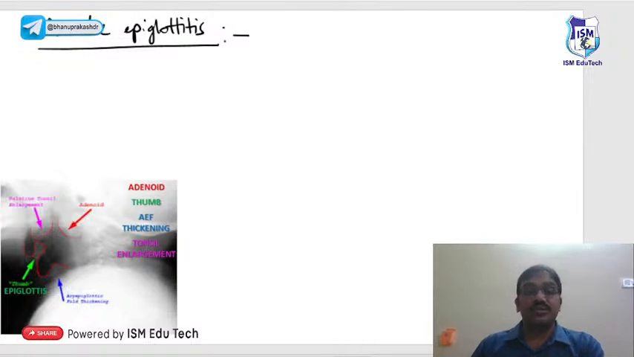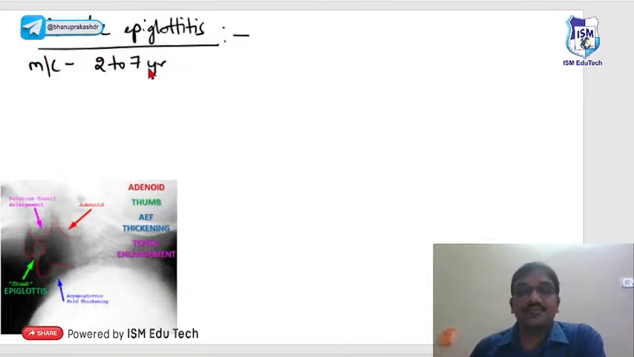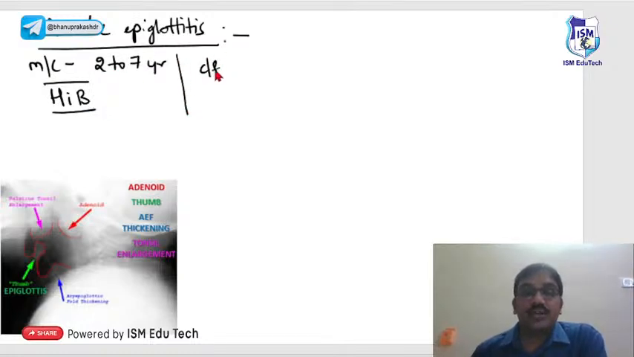So coming back into the class, let us start discussion on acute epiglottitis. This condition is most commonly seen in 2 to 7 year old children. So what happens here? The most common organism is Haemophilus influenzae B. Okay, so these are all to be by-hearted. The main clinical feature here will be stridor, and that stridor will be mostly of inspiratory type.